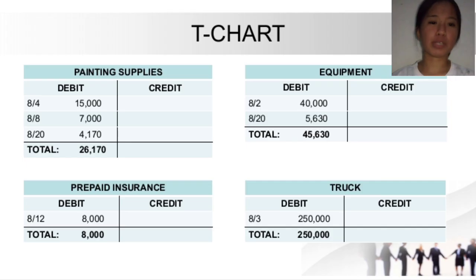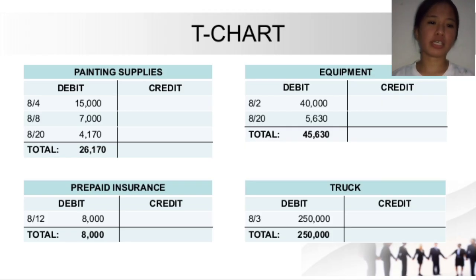On August 2, we can see a debit entry of 40,000 pesos. This means the business purchased equipment worth 40,000 pesos on that day. Since it's a debit entry under an asset account, it indicates an increase in the company's equipment assets.